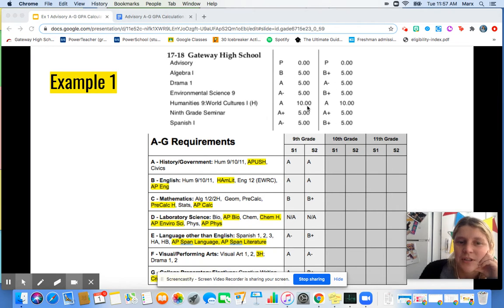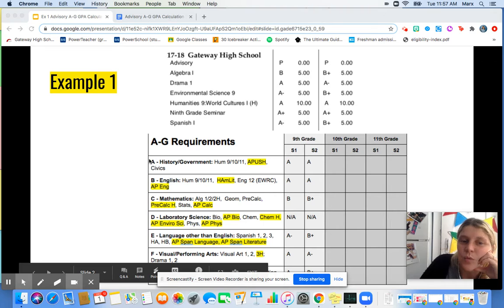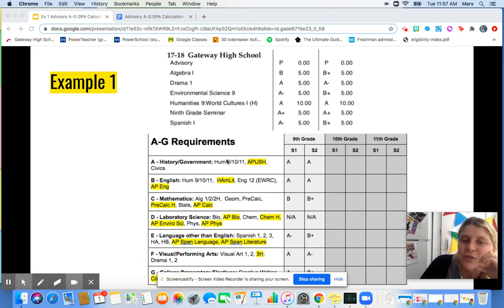are on their transcript. The first thing I want to note is for both the history and the English requirements, if you took humanities 9, 10, or 11, you're going to count that grade for both history and English. That's because humanities 9, 10, and 11 are worth 10 credits instead of the usual 5, so it's worth 2 class blocks. So for humanities 9, this person got an A and an A, so we're going to put A for history, A for English in semester 1. A for history, A for English in semester 2.